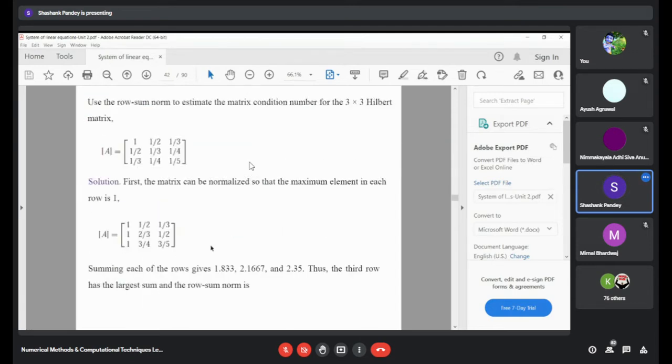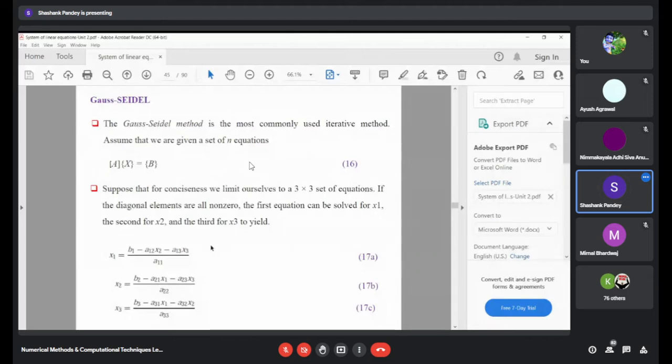Okay. So the Gauss-Seidel method was one of the methods left for finding the solution of a system of equations. The Gauss-Seidel method is the most commonly used iterative method. Assume that we have a matrix system A x equals B. If I want to know the solution of x1, x2, and x3 for the 3 cross 3 system.